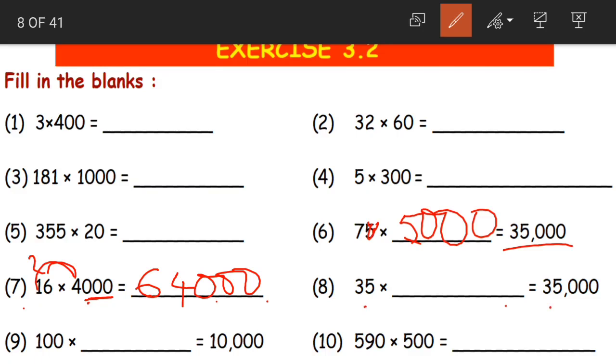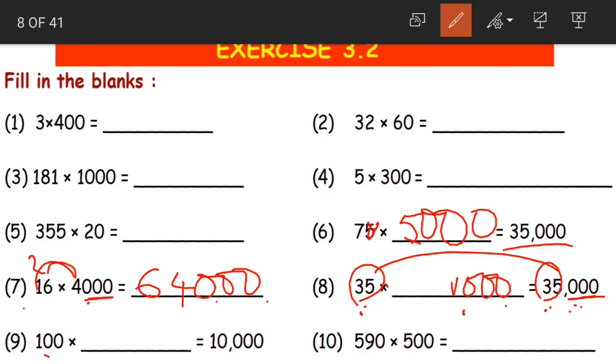35 into dash is equal to 35,000. And now again, as I said, in the product we are having 3 zeros. So I am placing 3 zeros. Now here we are having 35. What should we multiply 35 with to get 35? Yes. 35 ones are 35. Yes or no? So 35 into 1000 will give us 35,000.